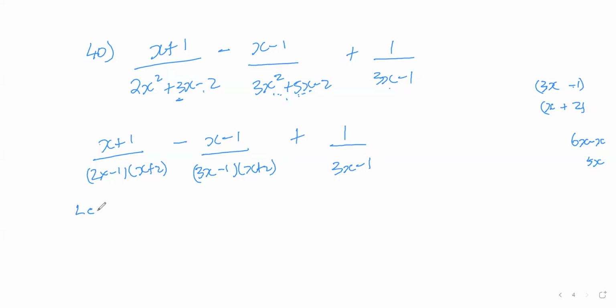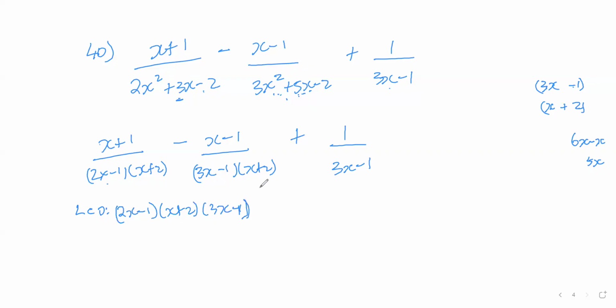Next step is to find my LCD. For the LCD, multiply all factors of the denominators without repeating any. I move through my factors one by one. First factor is 2x − 1. I write it down in my LCD. Next factor is x + 2. I don't have any x + 2 in it, so I write it down. Next factor is 3x − 1. I don't yet have 3x − 1 in it, so I write it down.